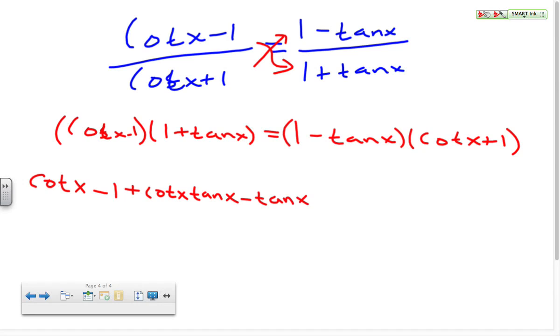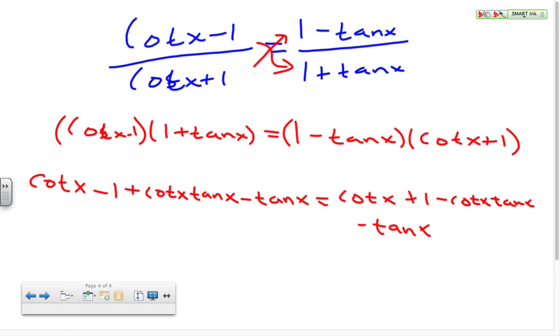Should I have this written down right? Okay. And then this one is cotangent of x plus 1 minus cotangent x tangent x minus tangent x plus 1. Okay, I had too many things written on here.